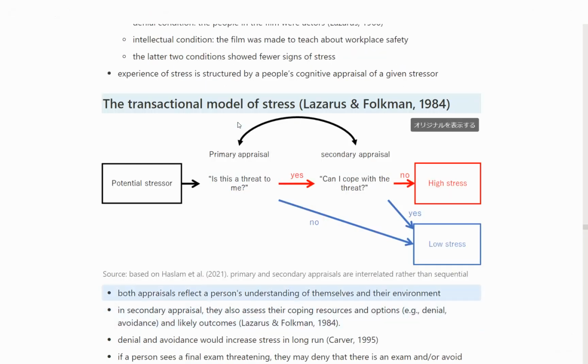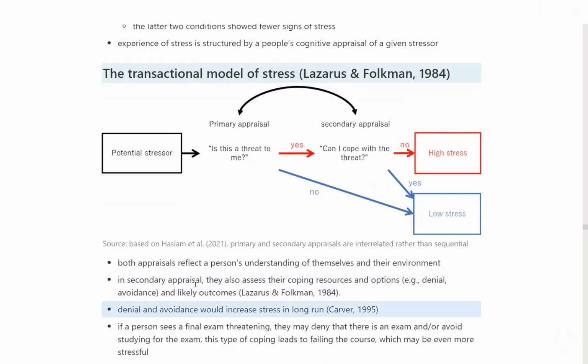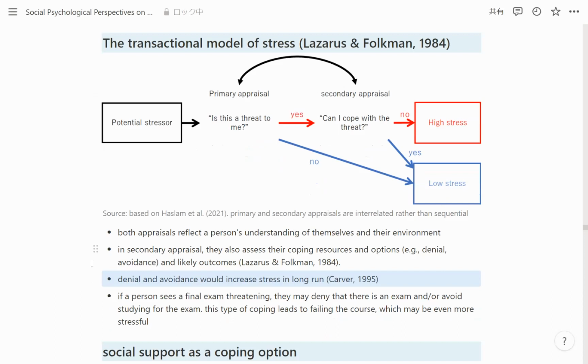So both appraisals reflect a person's understanding of themselves and their environment. And in secondary appraisal, they also assess their coping resources and options, like denial and avoidance, and likely outcomes. So in the primary appraisal, they simply consider whether the situation is a threat or not. But in the secondary appraisal, they consider more issues. And denial and avoidance would increase stress in the long run.